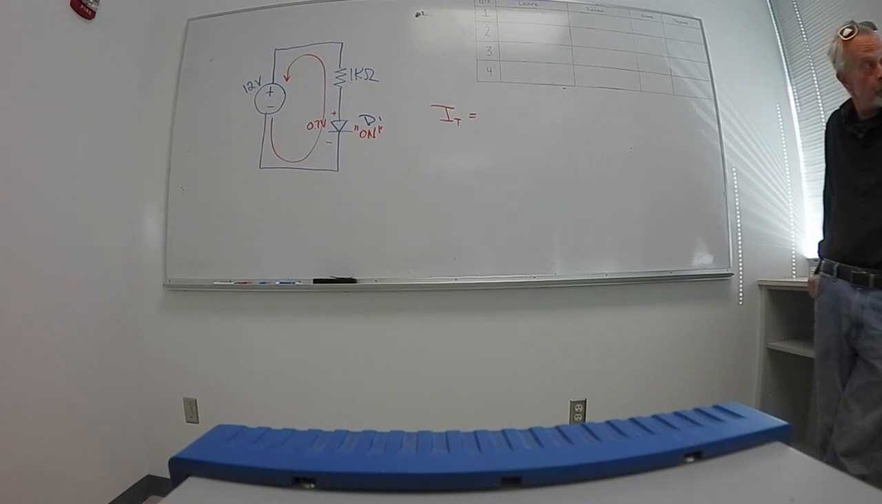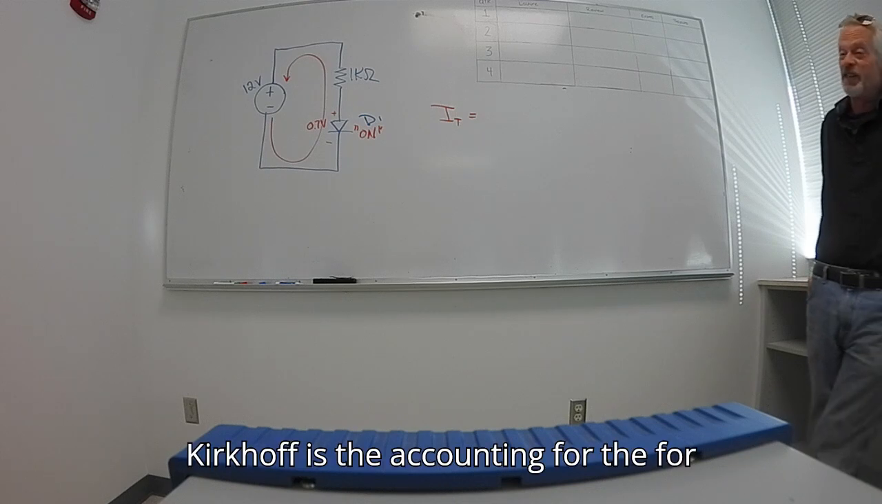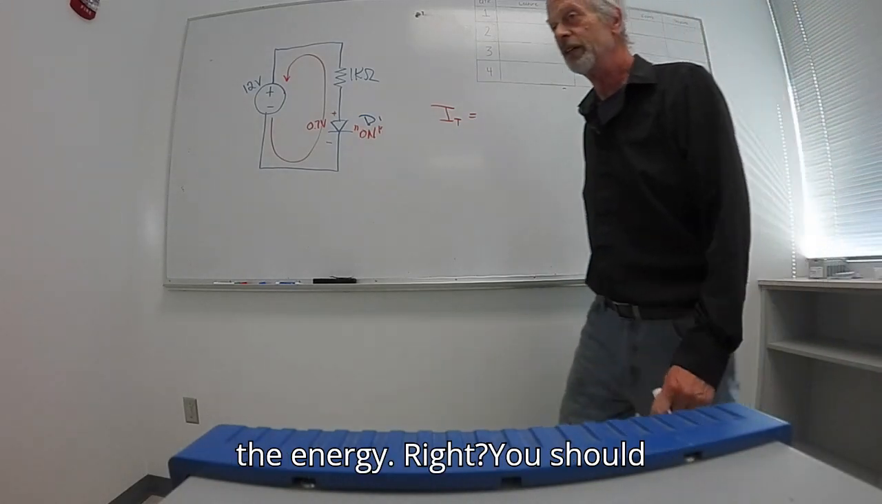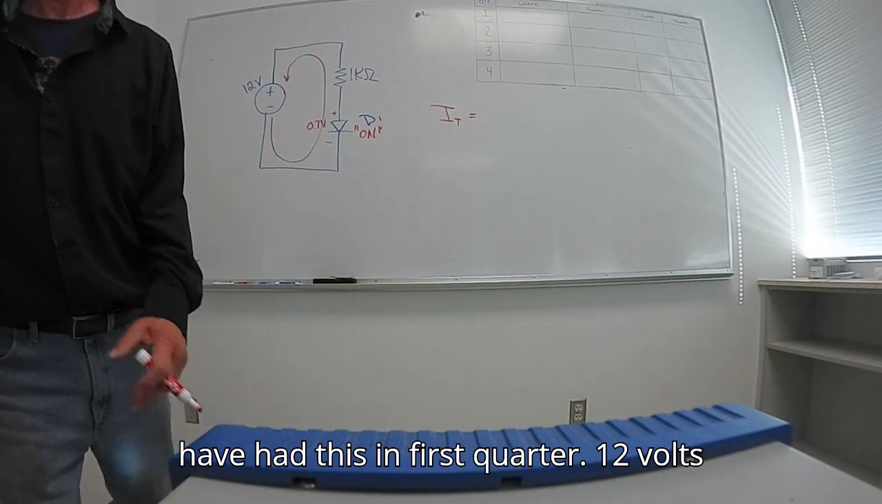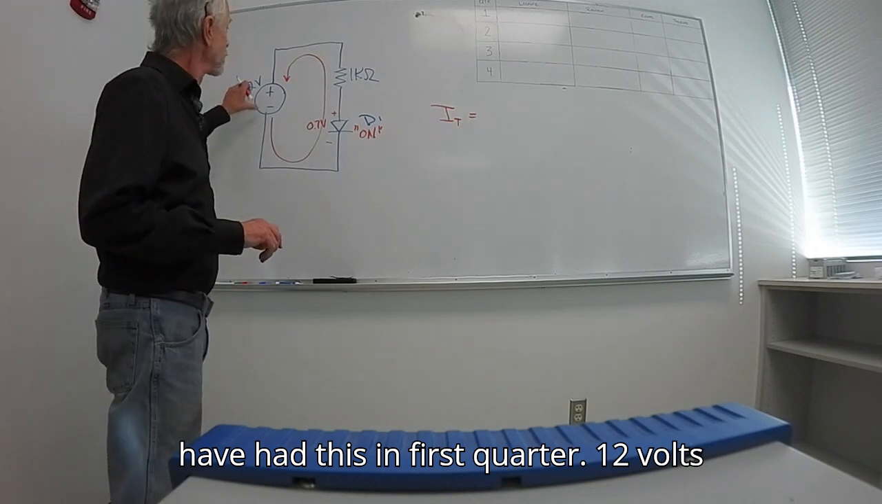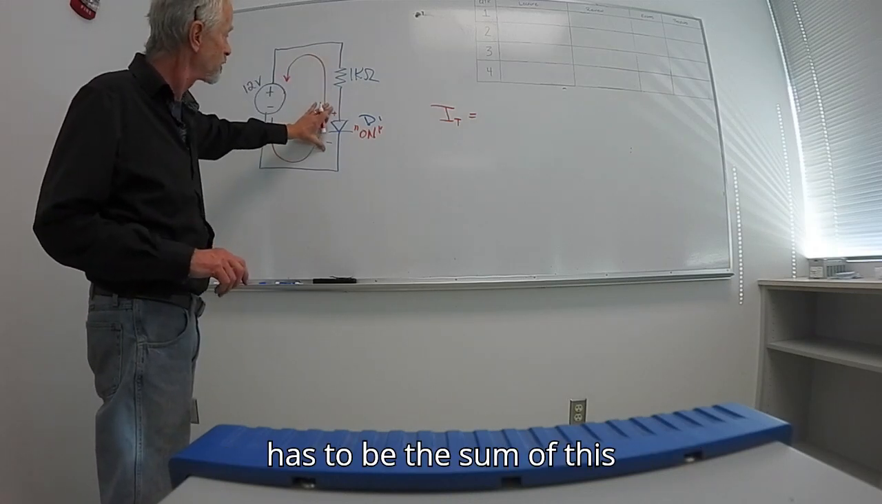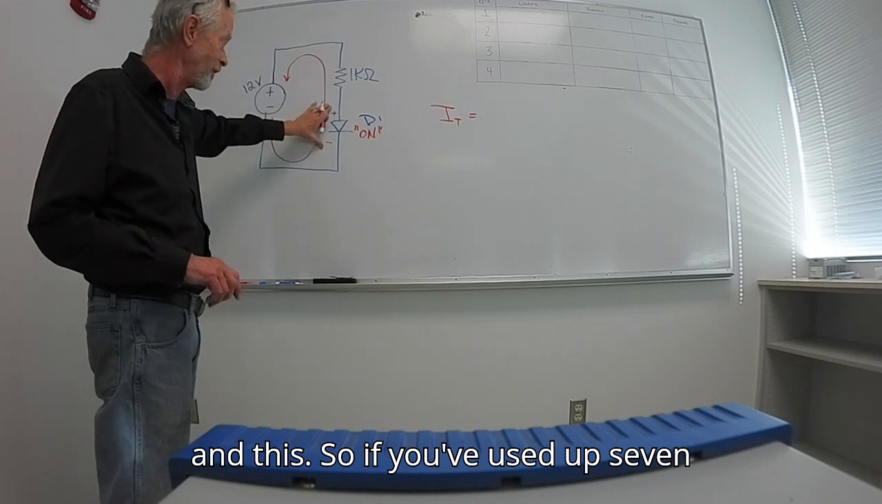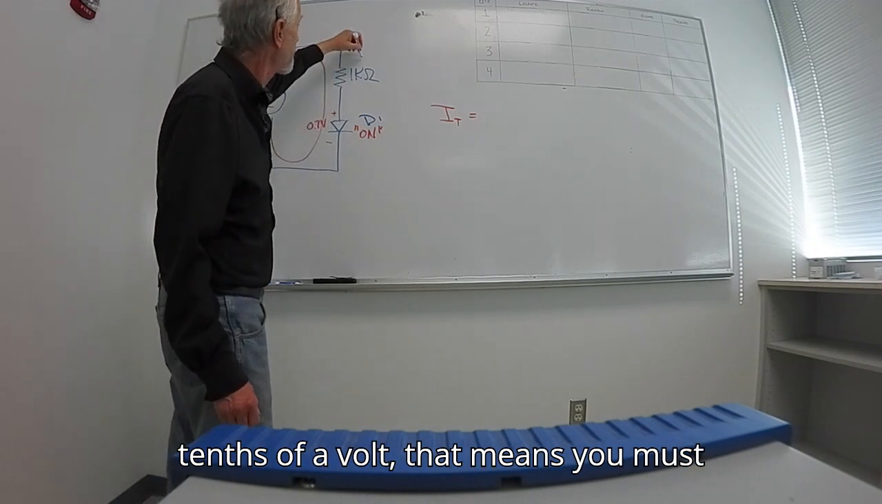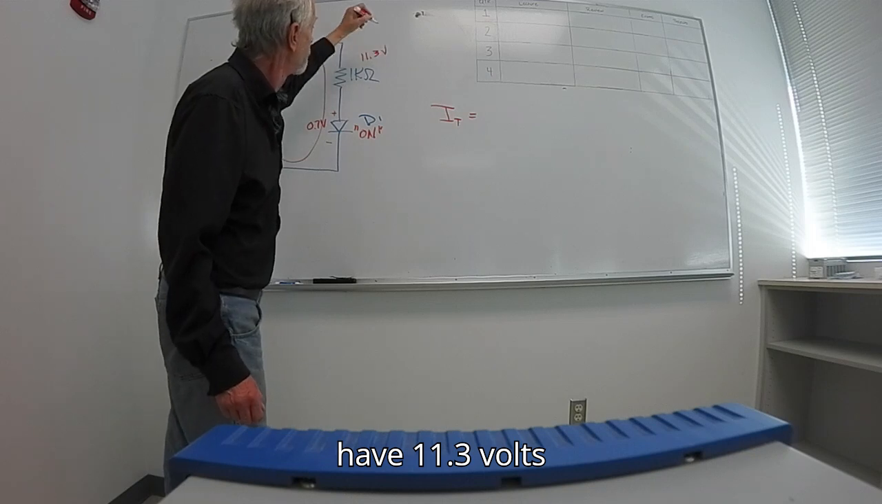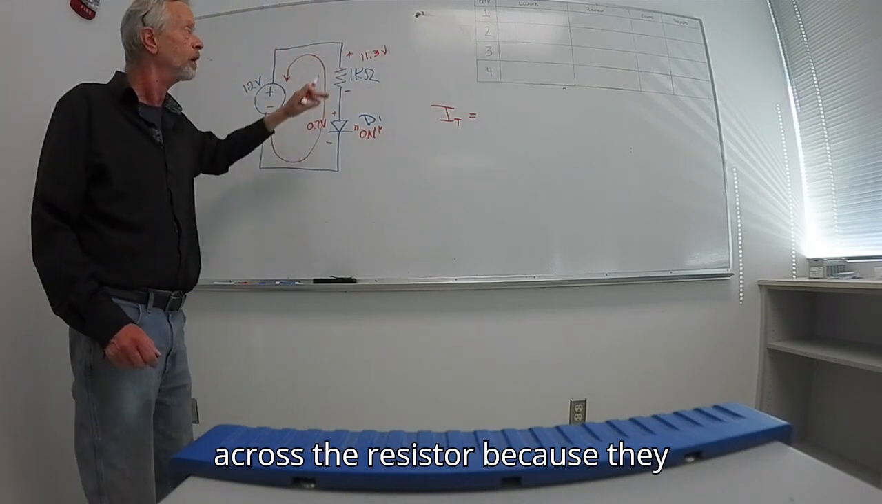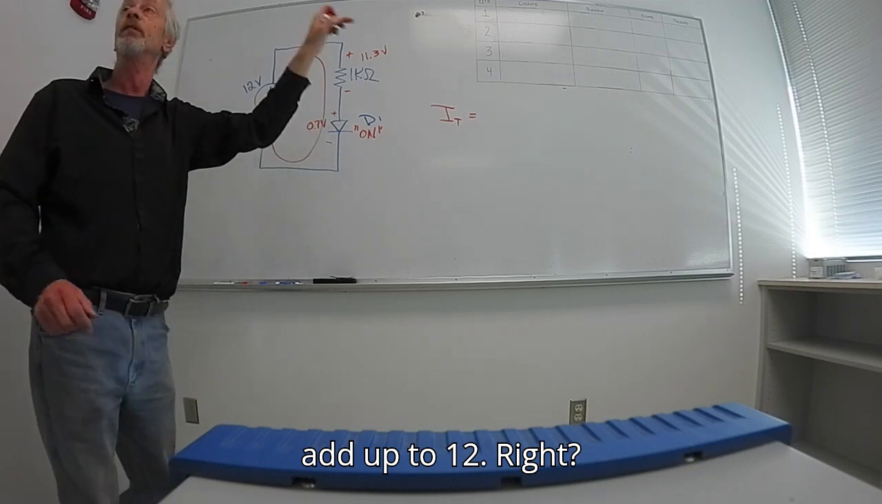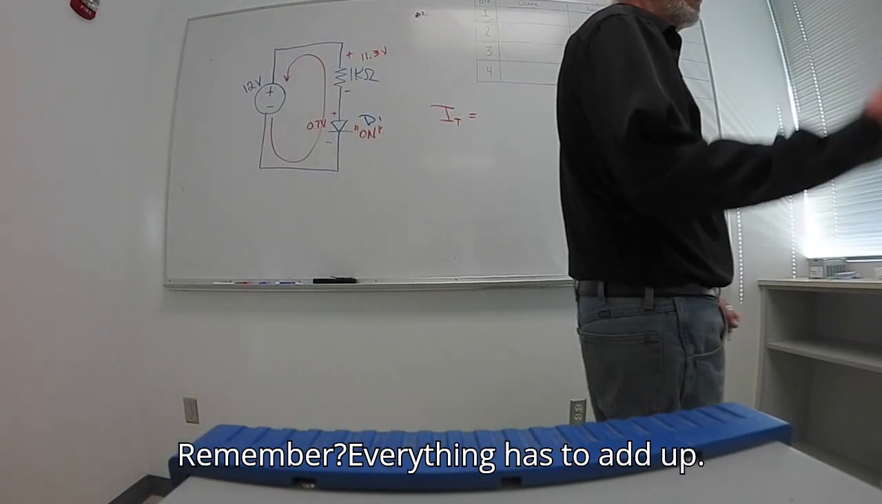Okay, so we're not doing ohms. Kirchhoff is the accounting for the energy. Right? You should have had this in first quarter. 12 volts has to be the sum of this and this. So if you've used up 7/10 of a volt, that means you must have 11.3 volts across the resistor because they add up to 12. Right? Remember? Everything has to add up.